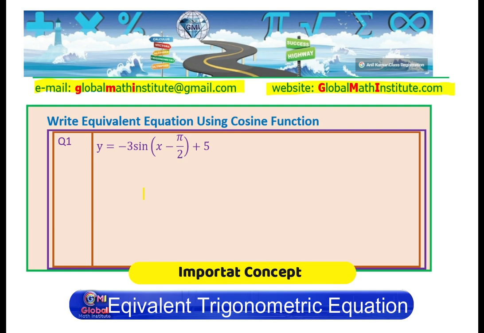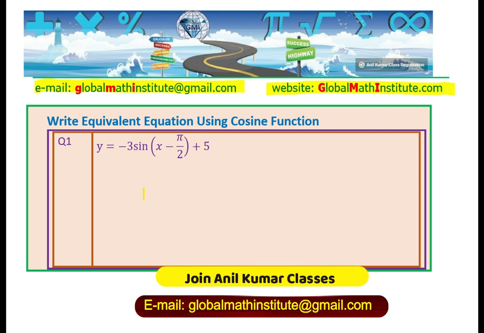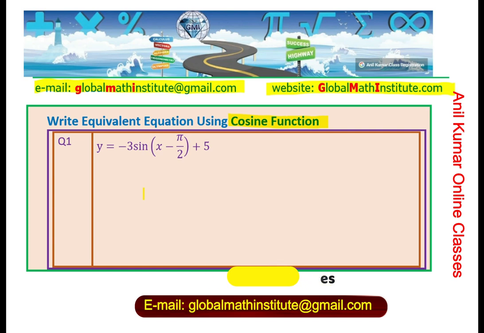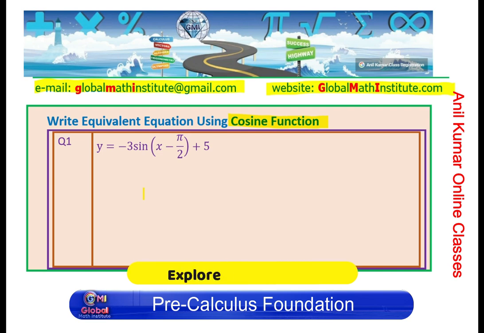Here, we have a very important question where we'll consider how do we write an equivalent equation using the co-function identity, right? So the question is y equals minus 3 sine of x minus pi by 2, plus 5. Now we need to write down a co-function identity because we have to write this as a cosine function. So I'd like you to pause the video, read the question, solve it. The question here is: write an equivalent equation using the cosine function, y equals minus 3 sine of x minus pi by 2 plus 5. So a couple of things which you need to know before getting started with this.